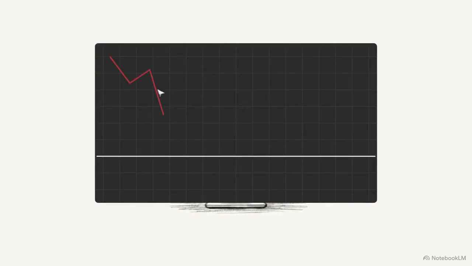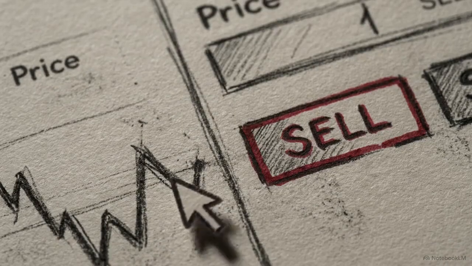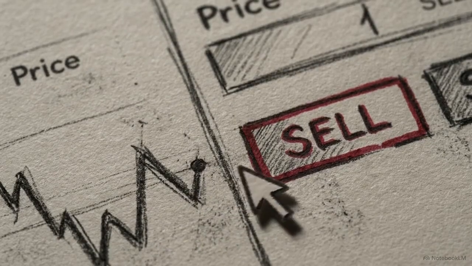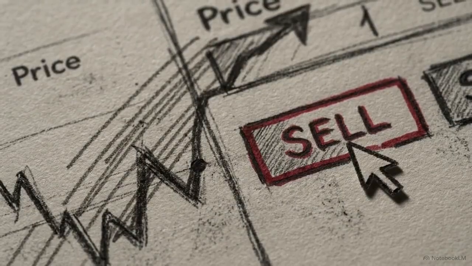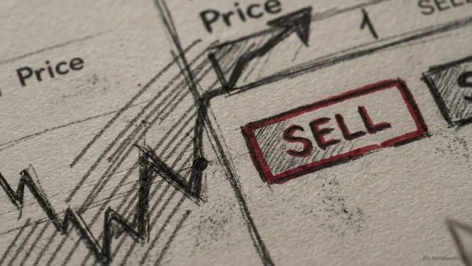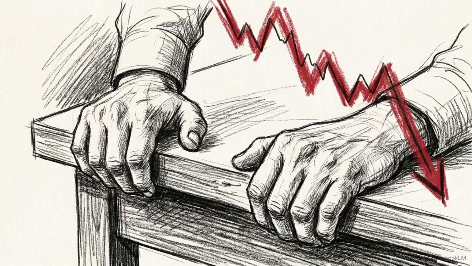You spot a major support level breaking on your chart. The momentum looks unstoppable, so you immediately enter a trade to ride the wave down. Almost instantly, the price reverses direction, surges back up, and triggers your stop loss. You got caught in a false breakout.